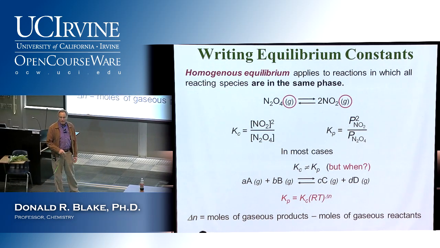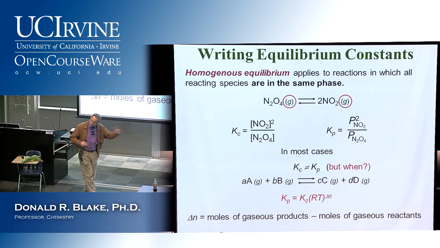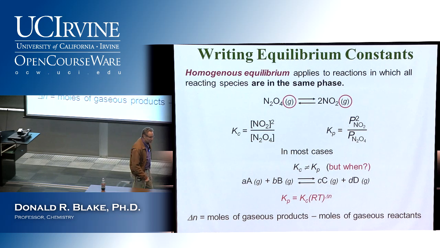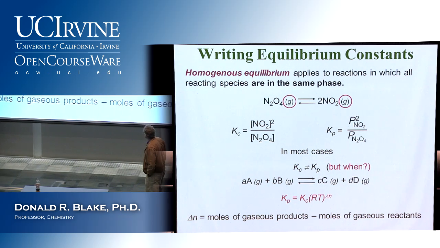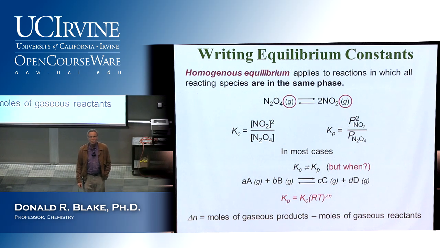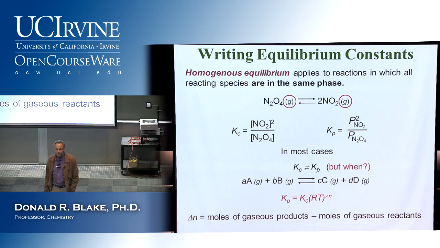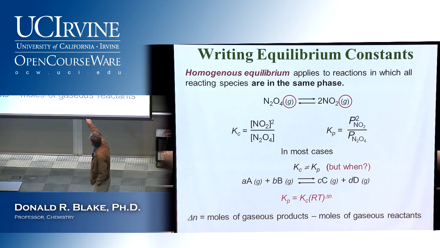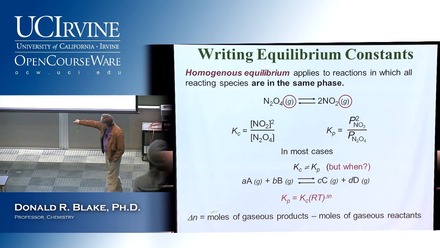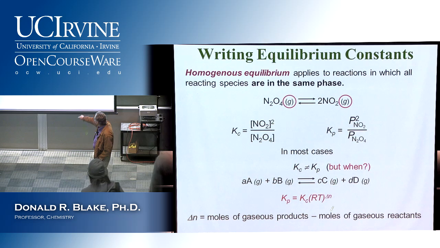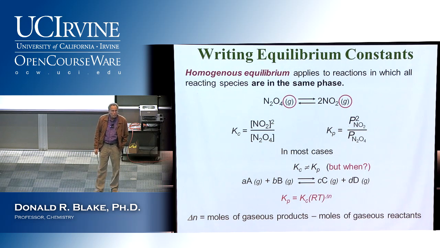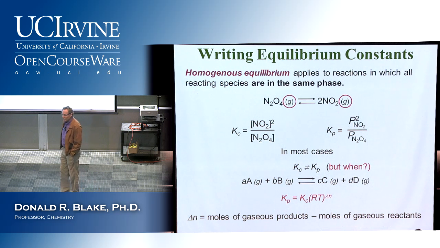Delta N, you calculate by the number of moles on the product side minus the number of moles on the reactant side. Okay? So if you look at this equation up here, what is delta N? 2, take away 1 is 1. Moles of gaseous product on this side minus the moles of gaseous reactant on that side. 2, take away 1 is 1.